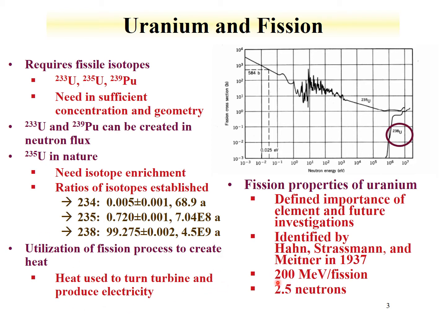In a reactor, as we discussed in fission, there's lots of heat that's produced. We get about 200 MeV of energy per fission. That heat is then transferred to a coolant. That fluid is used to turn a turbine, and then that's used to produce electricity.